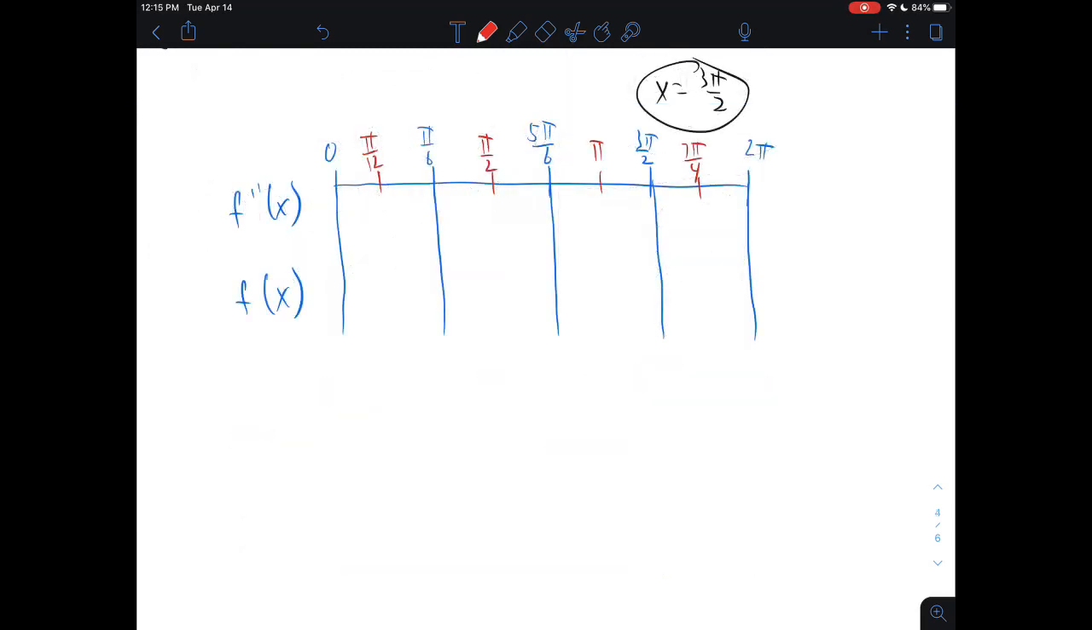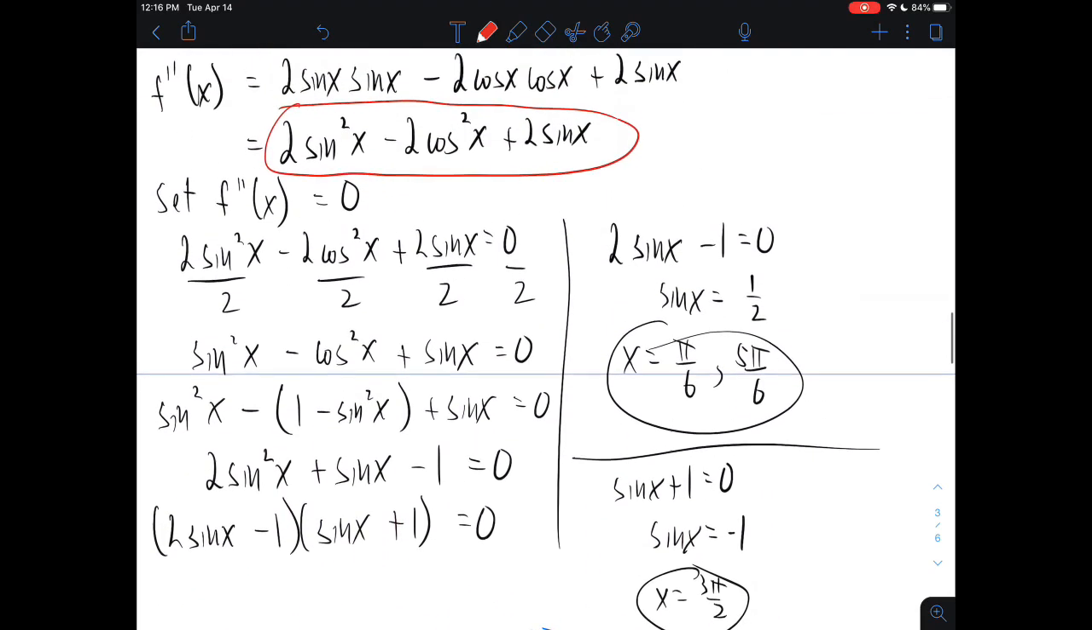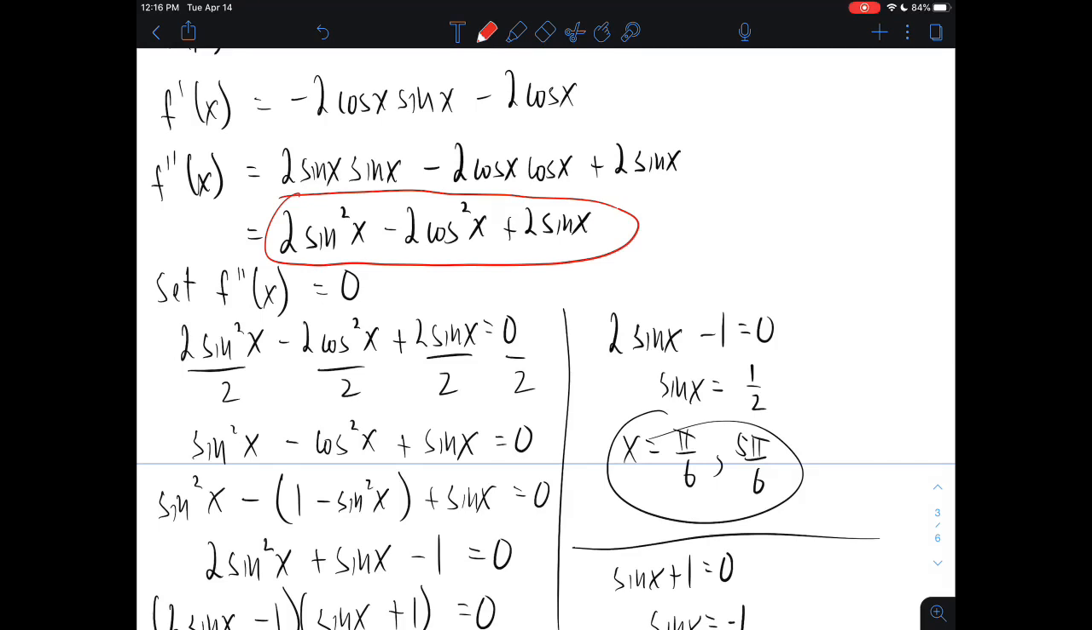So to use our test points, we are going to need our second derivative again. And I need to use the form before I started solving it, which was 2 sine squared x minus 2 cosine squared x plus 2 sine x. So before all of my equation work, just what I have circled up here.